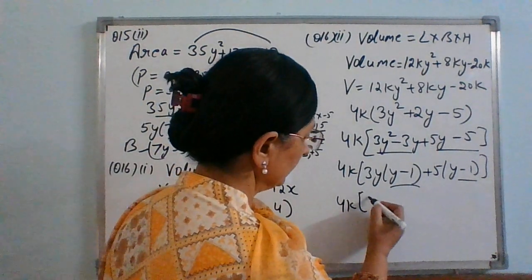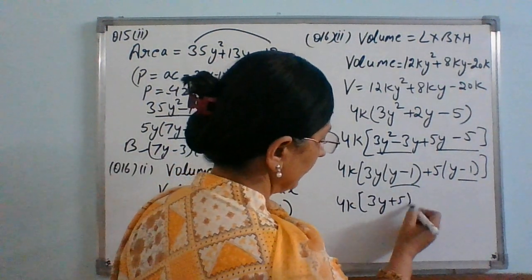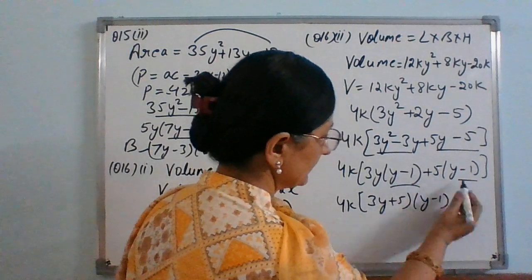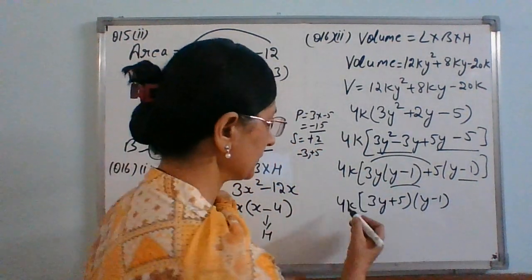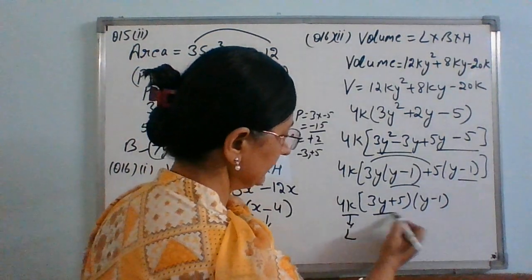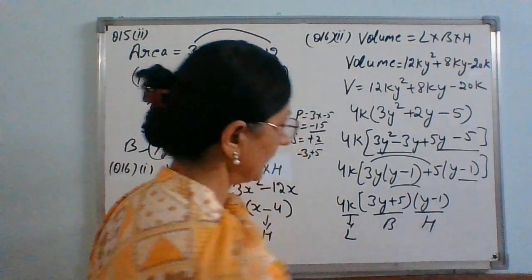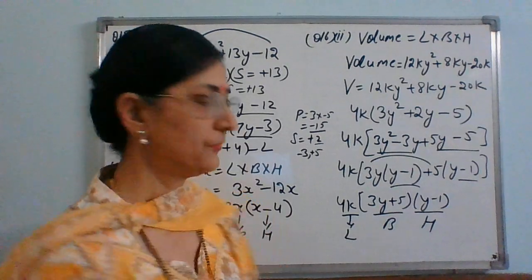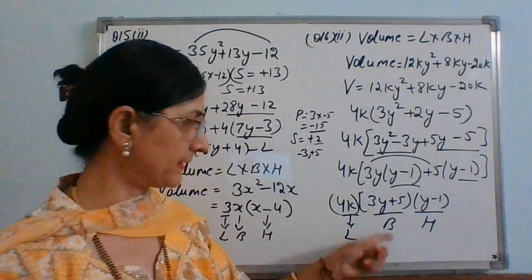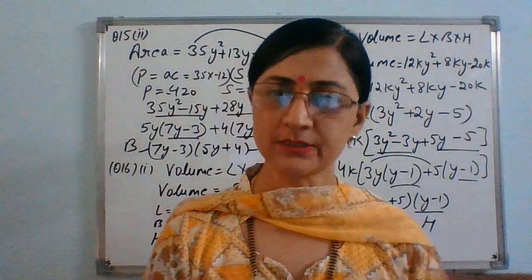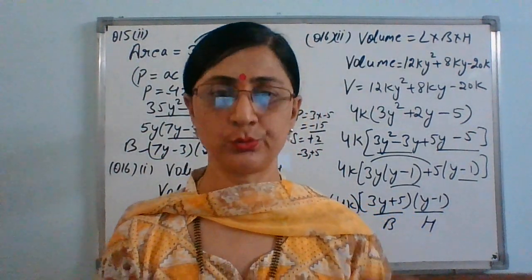So we'll be getting 2 more factors here, 3y plus 1 and y minus 1. One is this factor, other combination of 3y and plus y. So here this can be length, this can be breadth, and this can be height. Now we have 3 factors. 4k can be considered as one factor. So this was all about exercise 2.5.